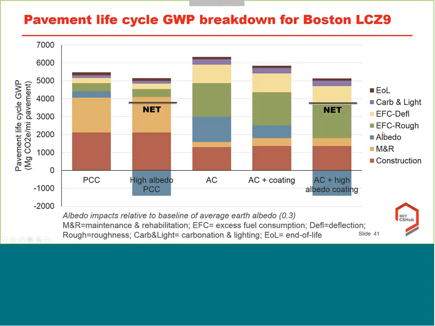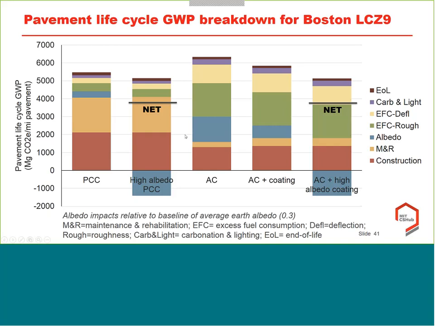Basically, these ones right here are the impacts of the use phase, right? And then a little bit at end of life right here. So I think the key thing to talk about is that there are very different impacts associated with initial construction and then that maintenance and rehabilitation. But what's interesting is that the albedo impacts are quite different.